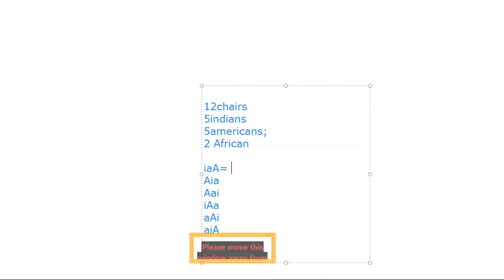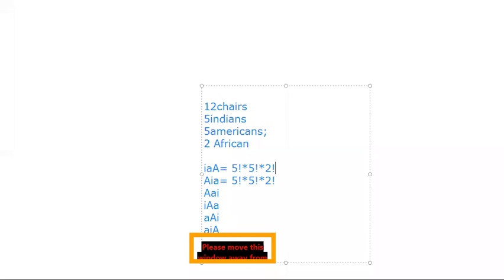So in these 6 arrangements, if you take the first arrangement, 5 Indians can be arranged in 5 factorial ways among themselves, into 5 Americans arranged in 5 factorial ways among themselves, into 2 Africans arranged in 2 factorial ways among themselves. The same thing will be there, but the order will be different, 6 times. So the same process gets repeated 6 times.